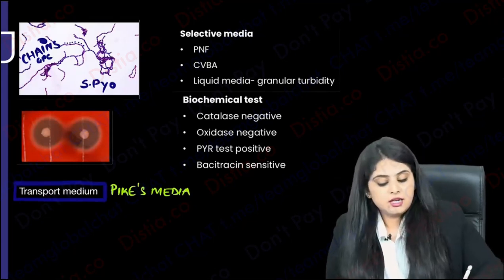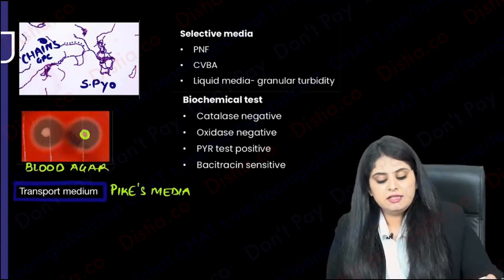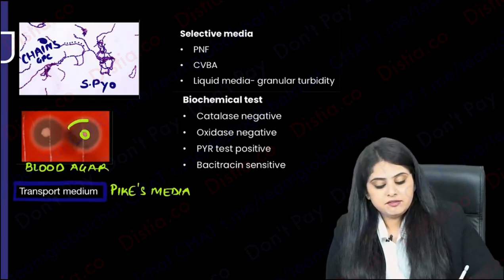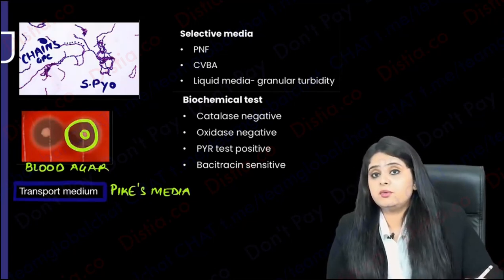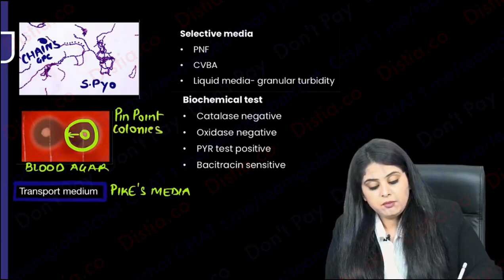Then what is the blood agar showing you? I see a blood agar over here. Please note, what kind of colonies do we have? We have pinpoint colonies with a lot of hemolysis around them, a wide zone. We call them the famous pinpoint colonies, and there is a lot of hemolysis happening around them. It is a wide zone hemolysis that I'm seeing. This is the blood agar finding.